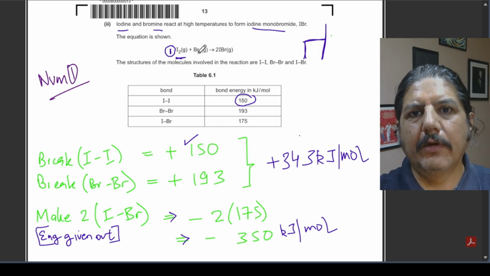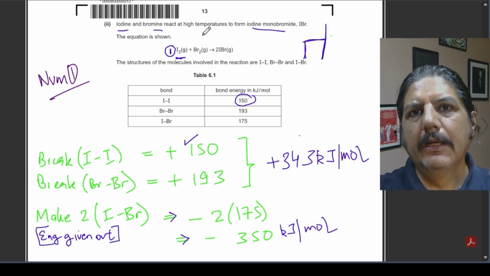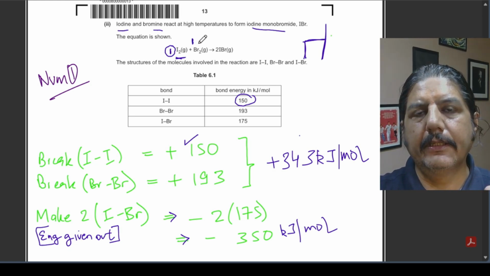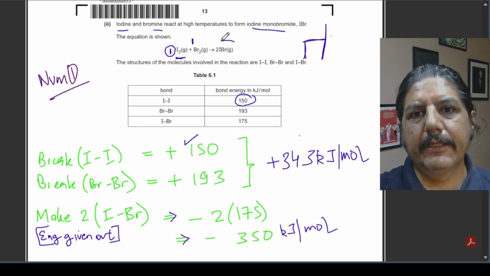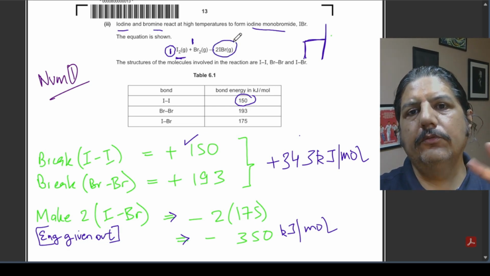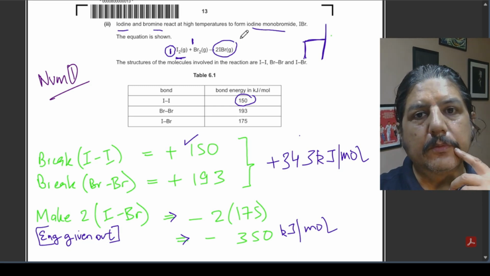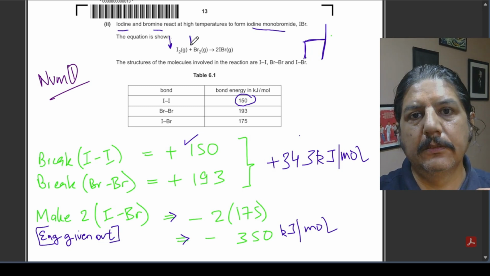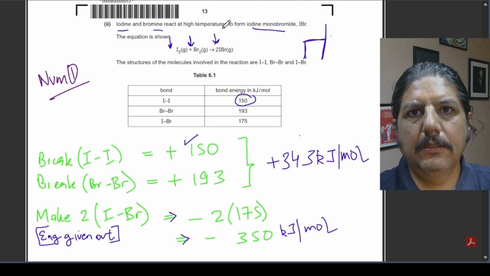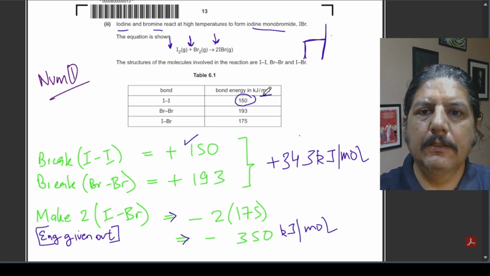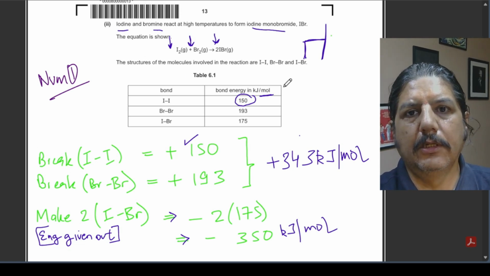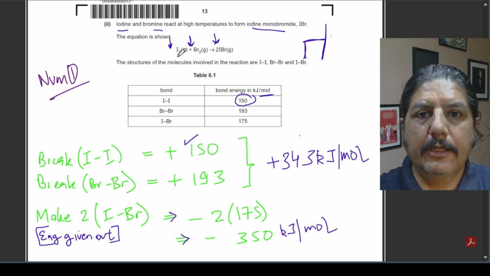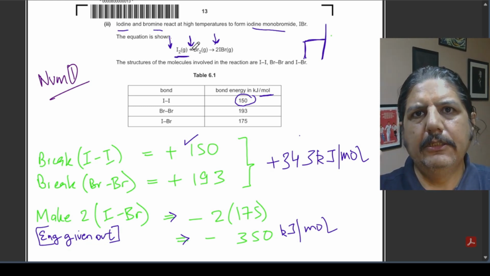Here I will be breaking 1 mole of iodine molecules. Here I'll be breaking 1 mole of bromine molecules. But here if you see, I'll be breaking 2 moles of IBr, iodine monobromide. So what I'm trying to imply here is that you should be very clear about the coefficient here, because that coefficient would imply the number of moles which would be required. Because if you see here, it is bond energy in kilojoules per mole. It is per mole.